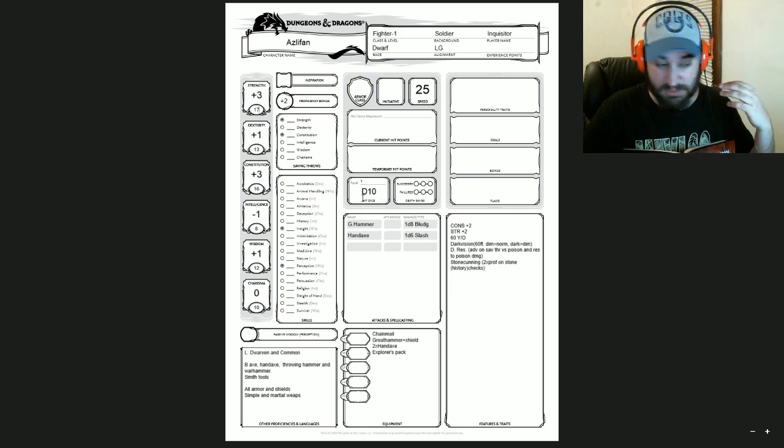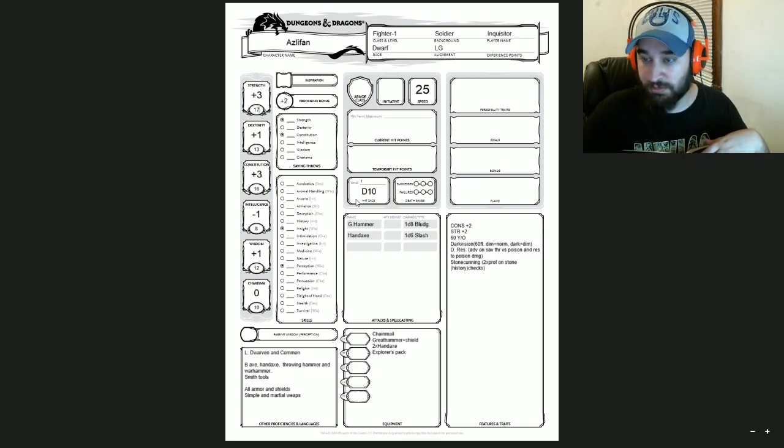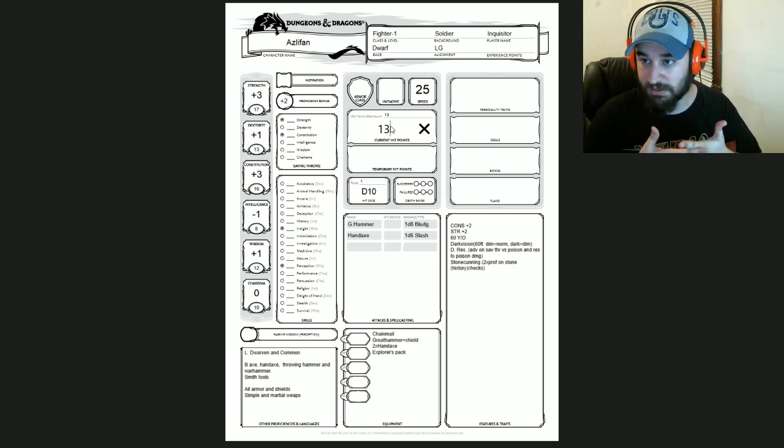If you took, let's say, a ranger, it would be a d8. If you took a wizard, it would be a d6. And if you took a barbarian, it would be a d12. So you always get max in level 1, which would be that we get 10 plus constitution. So that would be 13. 13 maximum hit points. And how many hit points do I have right now? 13. Because we haven't taken any damage.